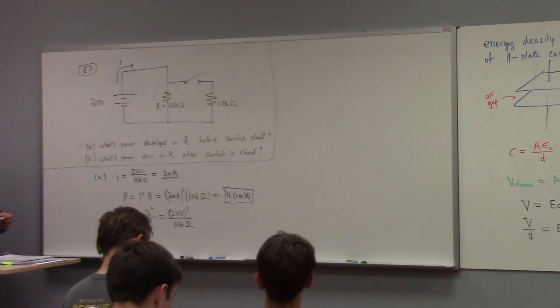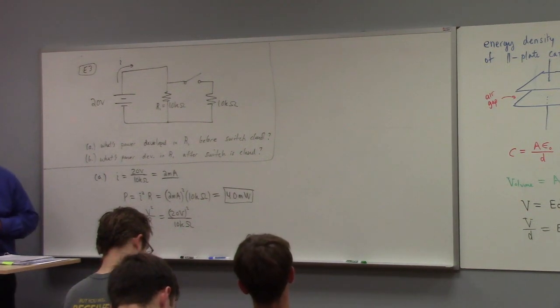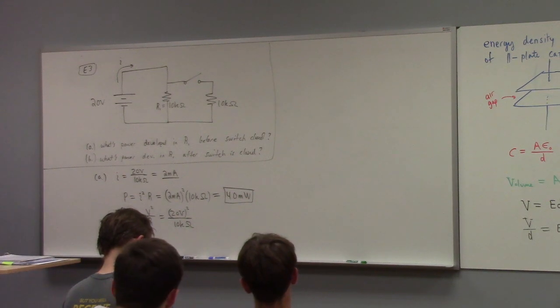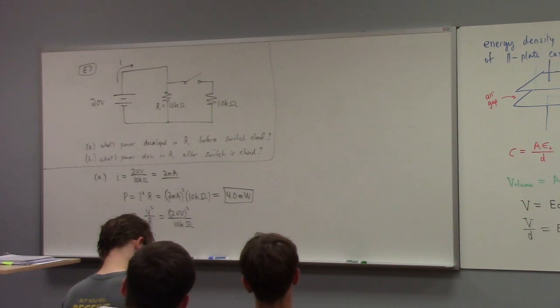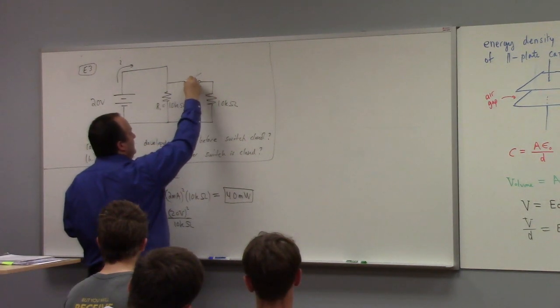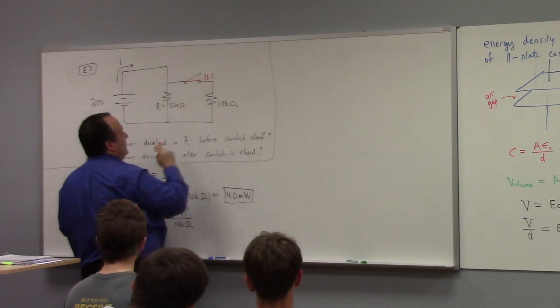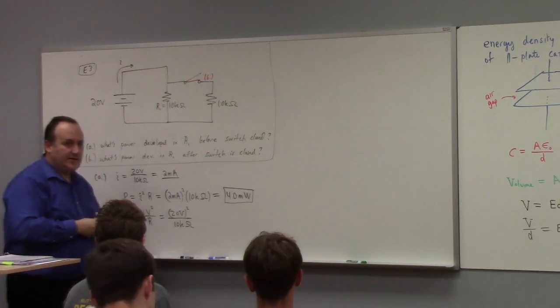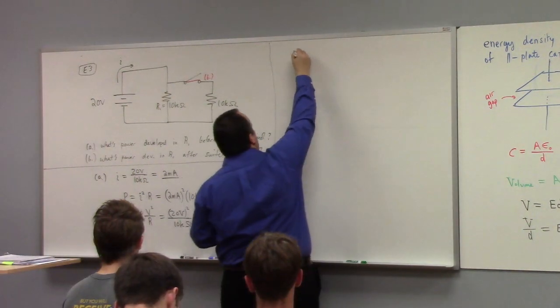What happens when I close the switch? The current gets halved. That's a good answer. So if I do that, for part B, I can look at it in terms of equivalent resistance, right?